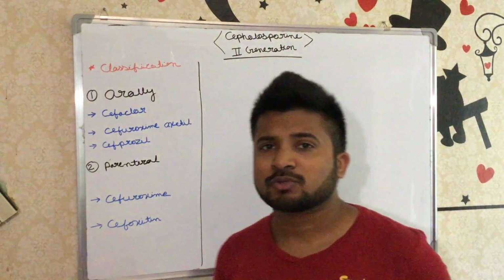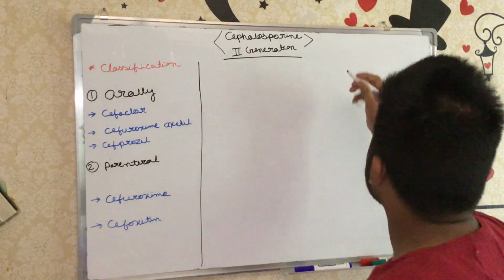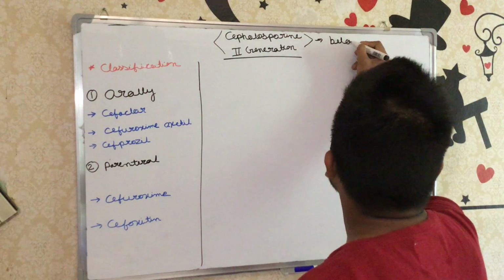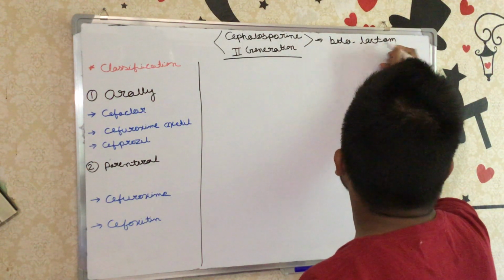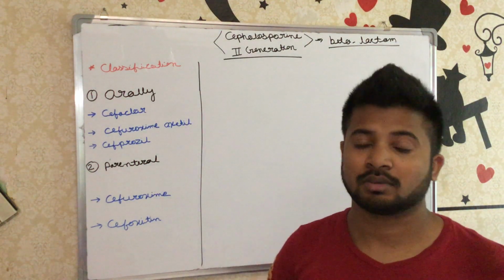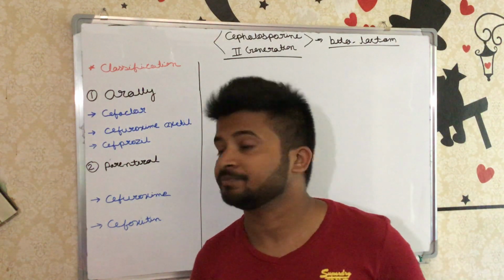As I said, cephalosporin is a group of the beta-lactam antibiotics, so don't forget this. This is a beta-lactam antibiotic. The beta-lactam antibiotics include penicillin, cephalosporin, monobactam, and the carbapenem.